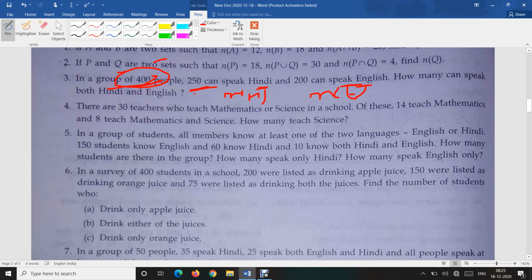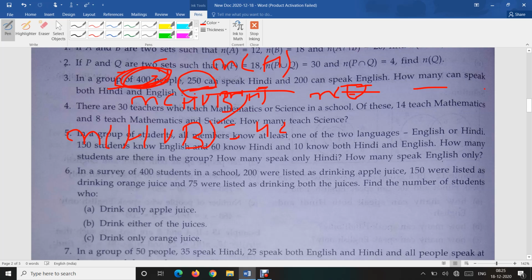Then it will be the union, because the universal set is a group of 400 people. That means there are a total of 400 students in a group, and we are dividing these 400 in such a way. So n of h union e is 400. N of h, who can speak Hindi, is equal to 250, and 200 can speak English, so n of e is equal to 200.